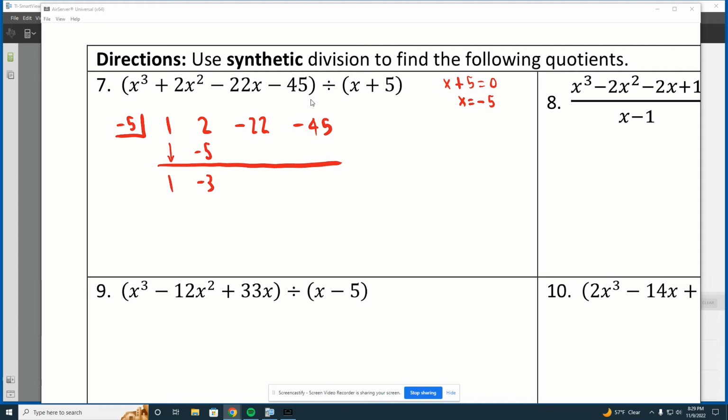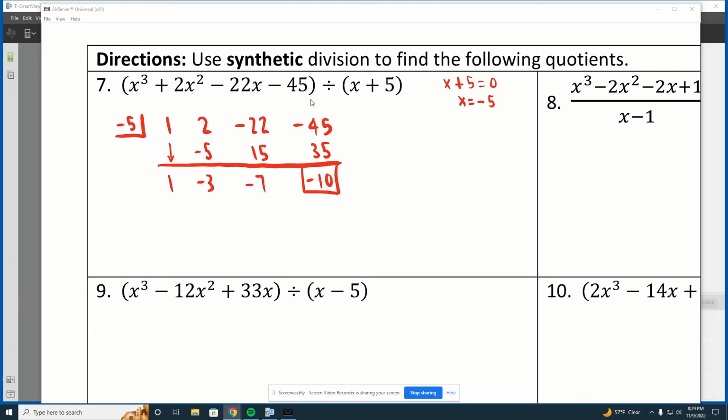Then we multiply again. Negative 5 times negative 3 is positive 15. Then we combine again. Negative 22 plus 15, or I like to sometimes go backwards and do the positive number first. 15 minus 22, negative 7. Then we multiply again. Negative 5 times negative 7, positive 35. And then 35 minus 45 is negative 10. And there we have it.